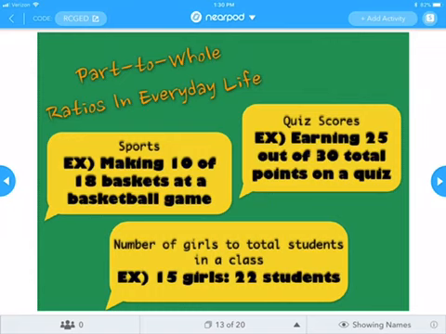Here are some examples of part-to-whole ratios in everyday life. So in sports, teams making 10 out of 18 baskets at a basketball game. Maybe the number of girls to the total number of students in class. Or lastly, quiz scores. I earned 25 out of 30 total points on a quiz.